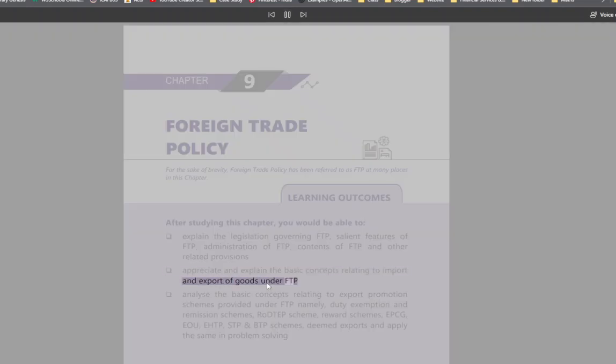To import and export goods under FTP, analyze the basic concepts relating to export promotion schemes provided under FTP, namely duty exemption and remission schemes, RoDTEP scheme, reward schemes, EPCG, EOU, EHTP, STP and BTP schemes, deemed exports, and apply the same in problem solving.